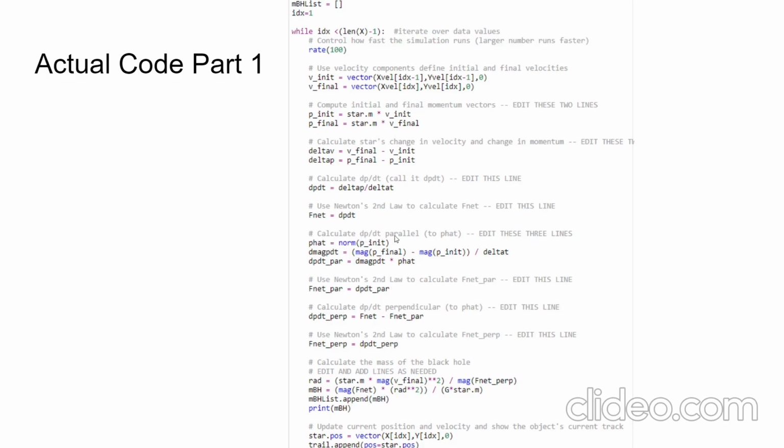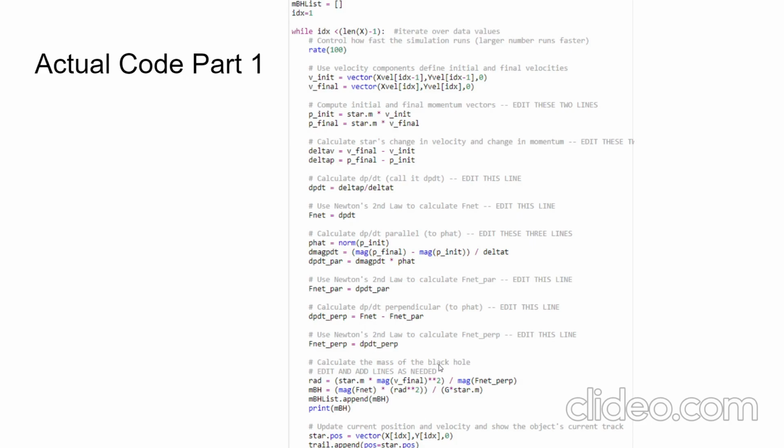And calculating dp/dt parallel, we calculate right here, and using Newton's second law to calculate F net parallel, we introduce that F net parallel is equal to dp/dt parallel. The same thing goes for calculating dp/dt perpendicular, which is F net minus F net parallel, and using Newton's second law, we can calculate that F net perpendicular is equal to dp/dt perpendicular.